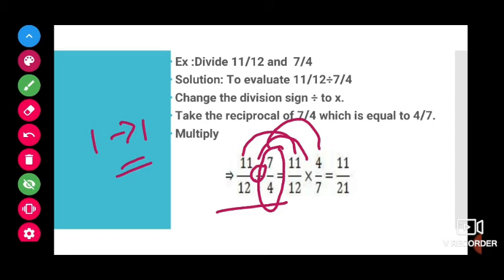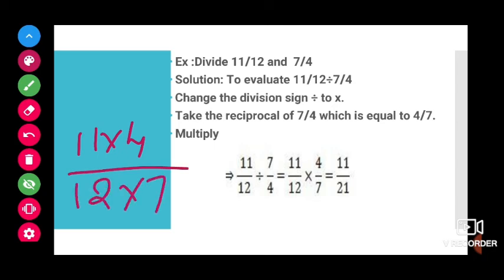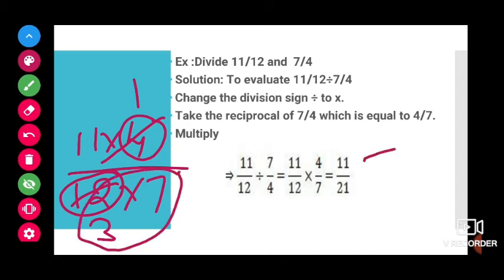Now we will get, usually, children, here if you see, normally 11 into 4 by 12 into 7. Then we will multiply and write. But before that, if you observe, children, here we can do some cancellation. Here 4 and 12 have the common factor 4. So we can cancel: 4 ones are 4, 4 threes are 12. That is, in the numerator the remaining is 11 and in the denominator the remaining is 7 into 3, 21.